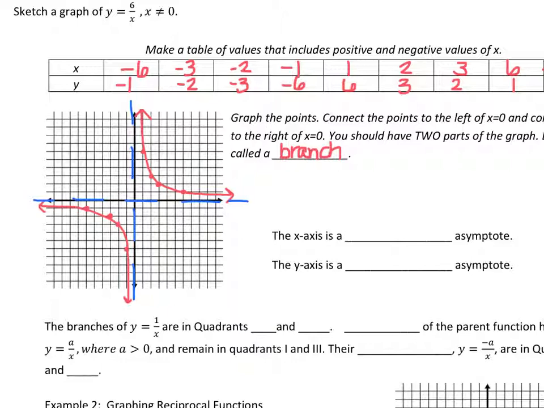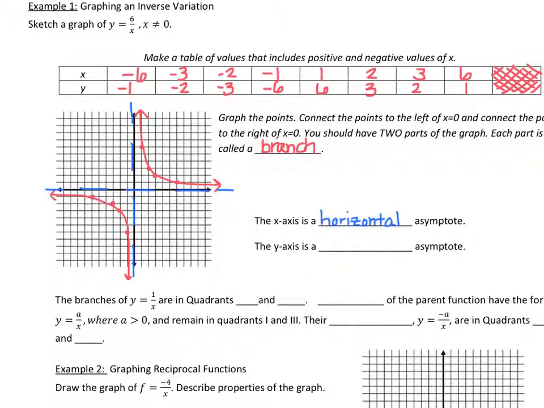So the x-axis, this one here, is what kind of asymptote? An HA or a VA? Horizontal. What is the equation for that line? Any guesses? It's y equals 0. The x-axis is y equals 0. So what does that mean the y-axis is? X equals 0. And it is a vertical asymptote.